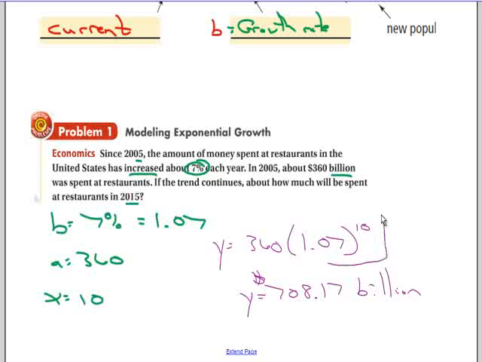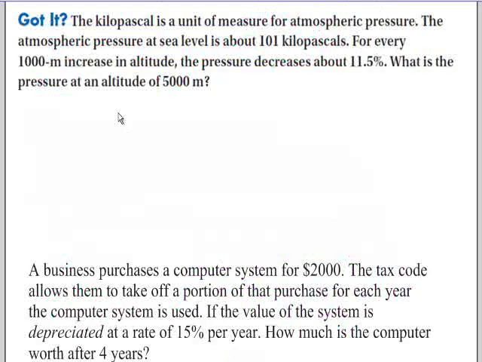Okay, so if we can get everything set up, modeled, that's what we want right now. And everything after that is calculator. 1.07, we use the caret button on the calculator to the 10th power. Take that answer times 360. So that gives us a couple of growths. Alright, so let's check our got it now.